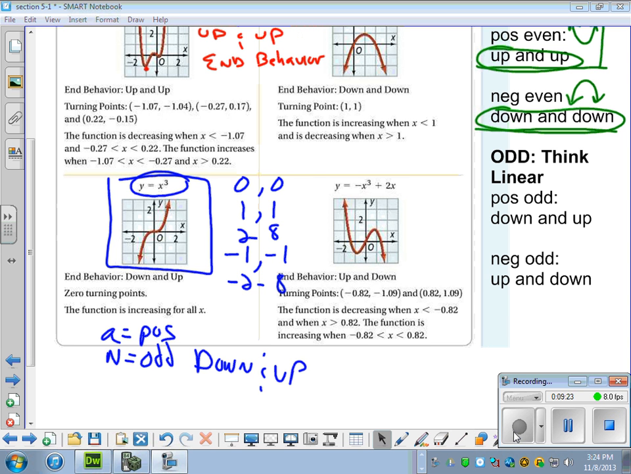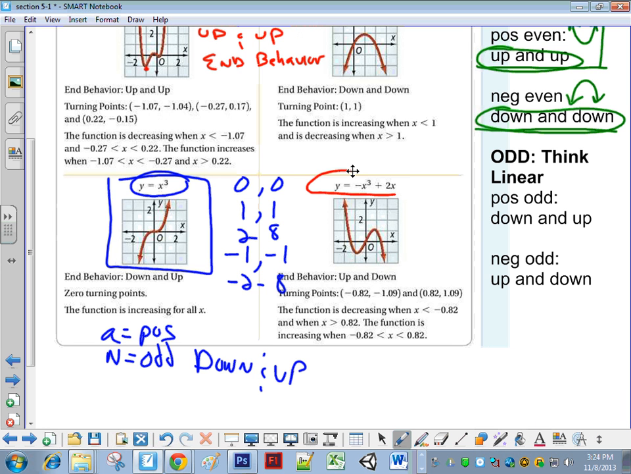Now let's go over here. If I have negative x to the 3rd power, the negative in front of that is going to mean it starts in the up direction. Now, we have some turning points here. We'll get to what that means eventually.